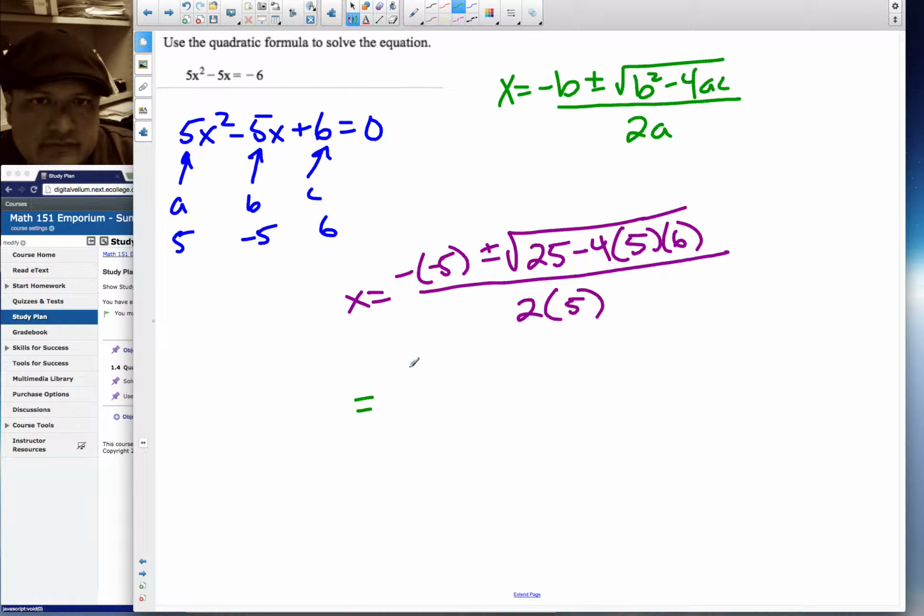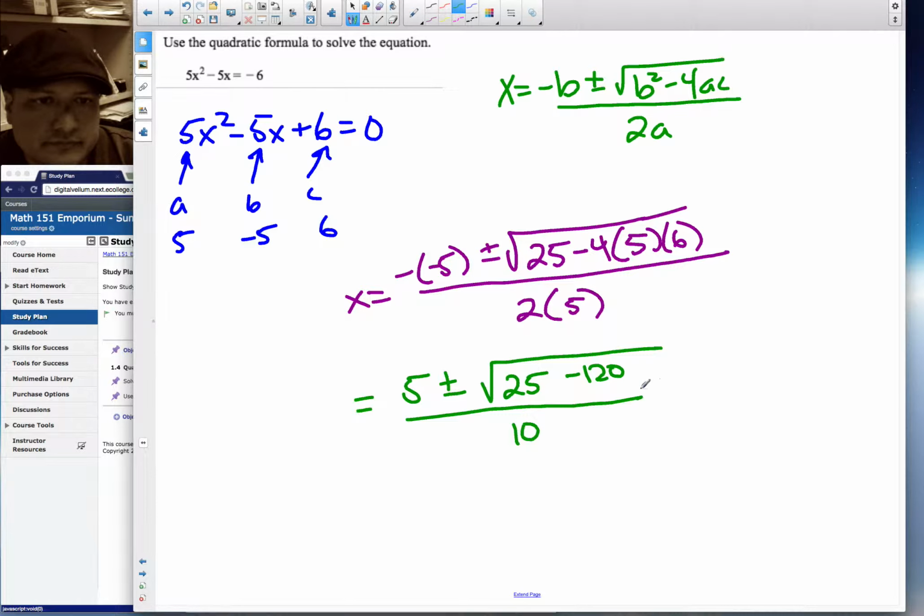So we have 5 plus or minus the square root of 25 minus 120 over 10. I'll just do this right away. This is going to be minus 95. Minus 95. That, I don't think, that's 19 times 5. So that doesn't really factor.